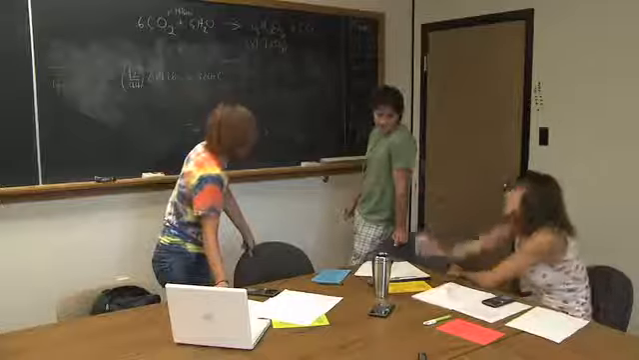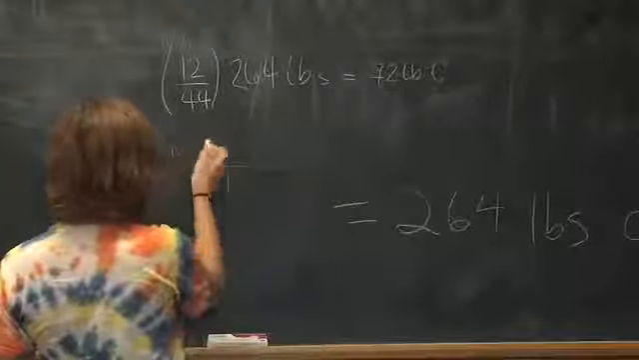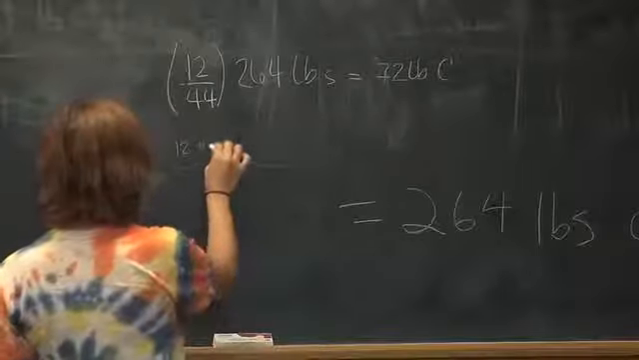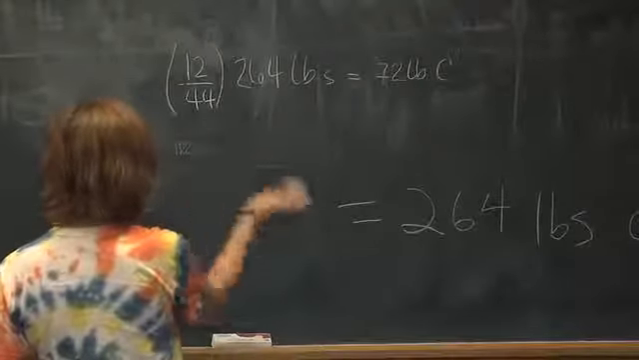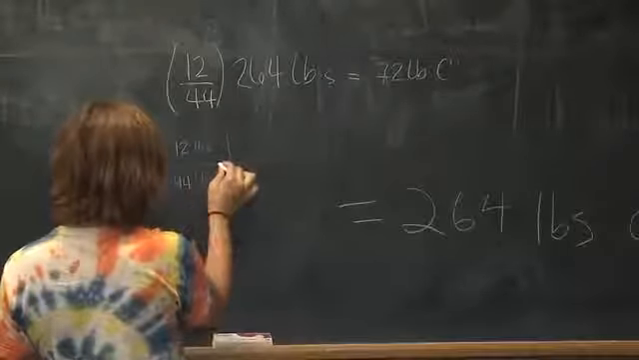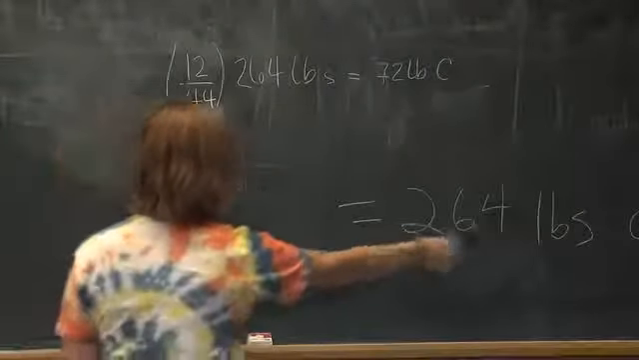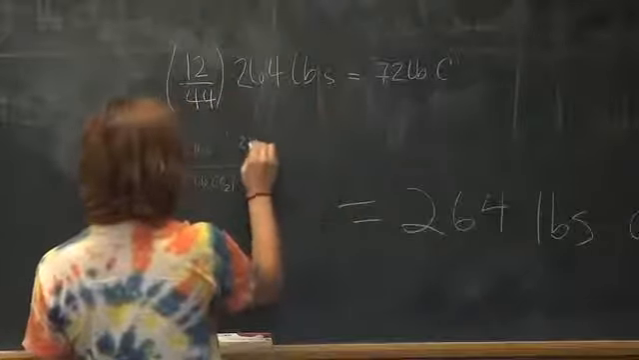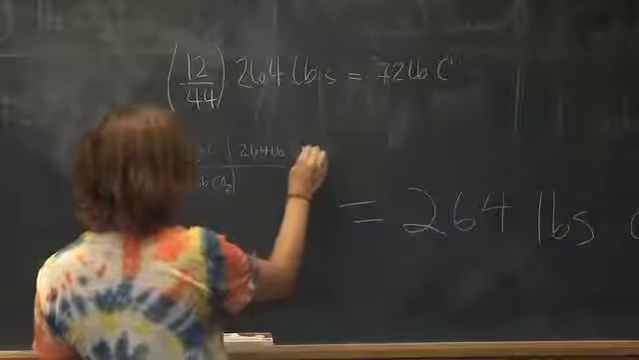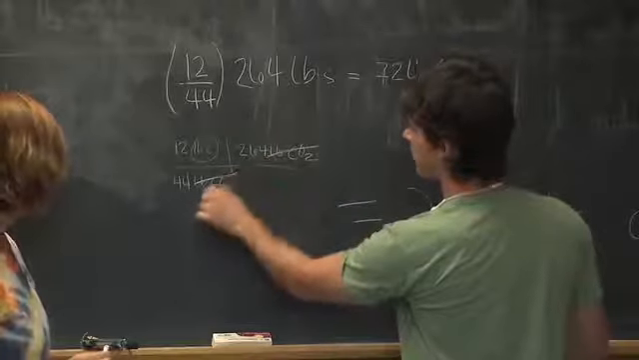Well, this works with our little ladder thing. If you do 12 pounds of carbon per 44 pounds of CO2, because it doesn't matter if you're talking about pounds or grams, it's the same stuff. Those units cancel each other. Then we have 264 pounds of CO2, and I'm putting pounds CO2 on top so that it goes away.